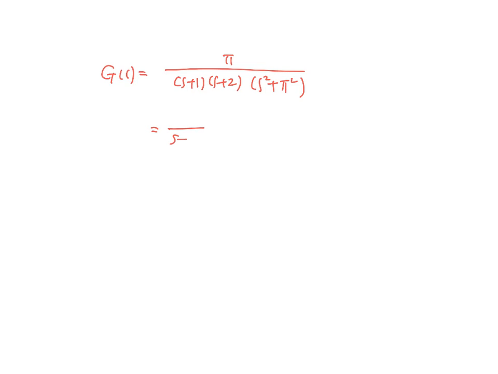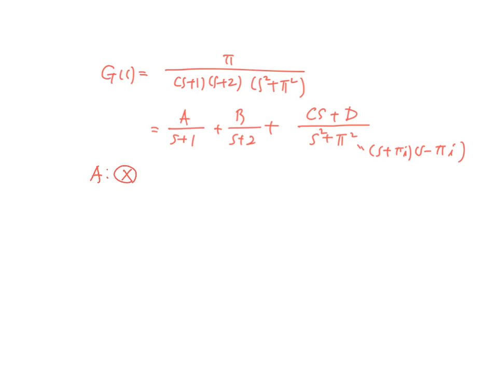So I'm going to use A over s plus 1, B over s plus 2, (Cs plus D) over s squared plus pi squared. So this is actually (s plus pi i)(s minus pi i). So finding A, how do you do it? All the other coefficients disappear. So for A, you multiply by s plus 1 and set s equal to minus 1, right?